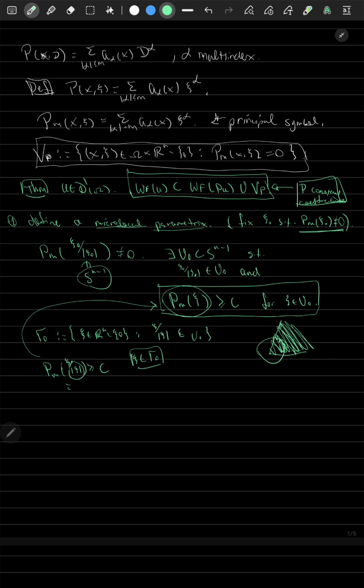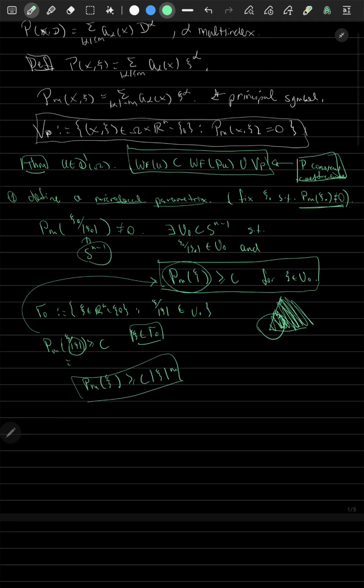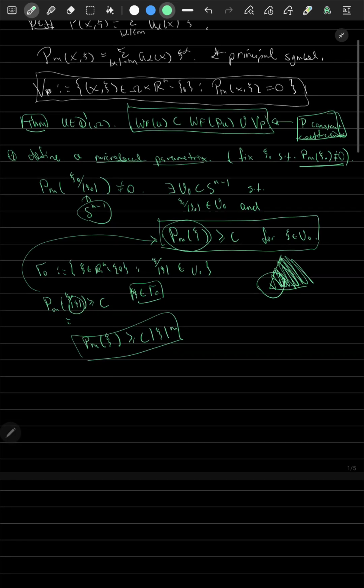So this is going to be equal to 1 over this to the m, xi is greater than or equal to C, and then we can bring this guy to the other side. And we have this. So this is a nice little bound on the principal symbol, but it only holds here, right? It only holds on this cone. And we can actually get a similar thing for the whole symbol, right? For P xi, not just Pm xi.